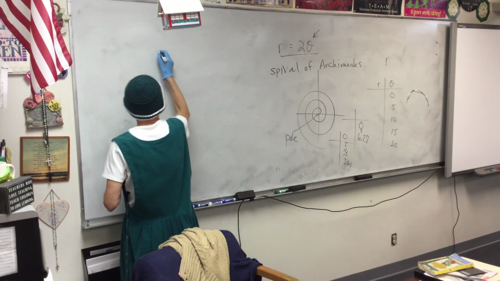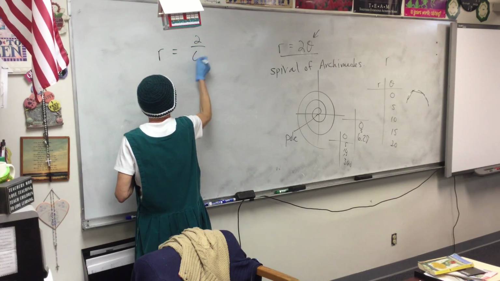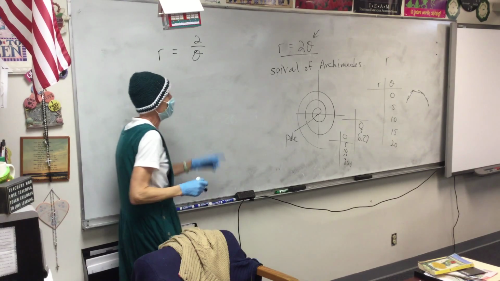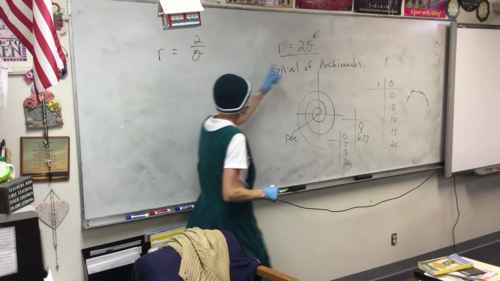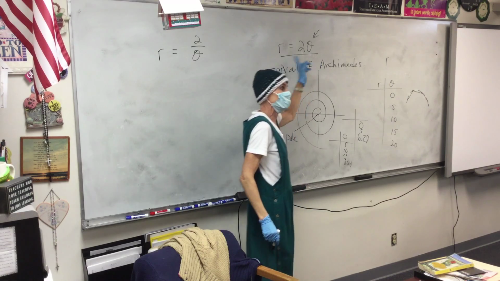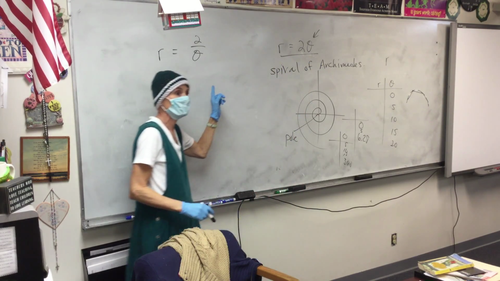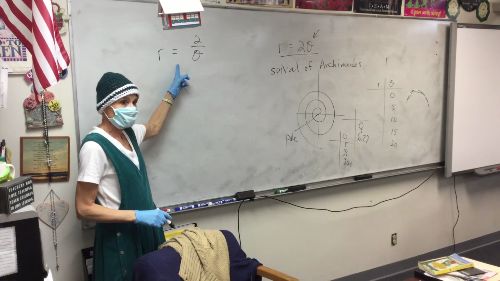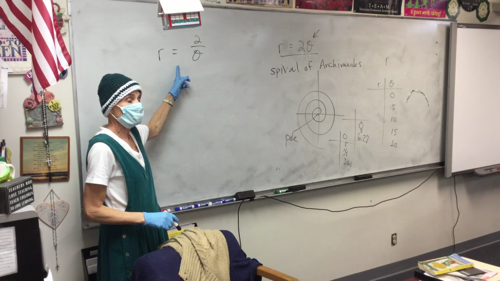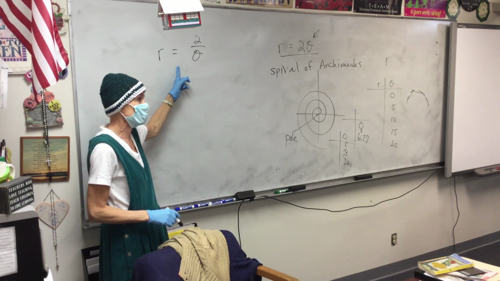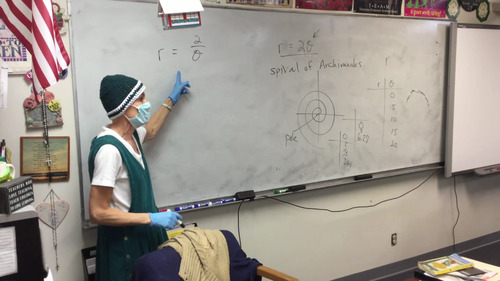Now I want you to graph. Now, that equation looks an awful lot like this one, right? It's just a division instead of a multiplication. Is there any sine or cosine in here? No, so this is another spiral. This is going to be a different kind of spiral.